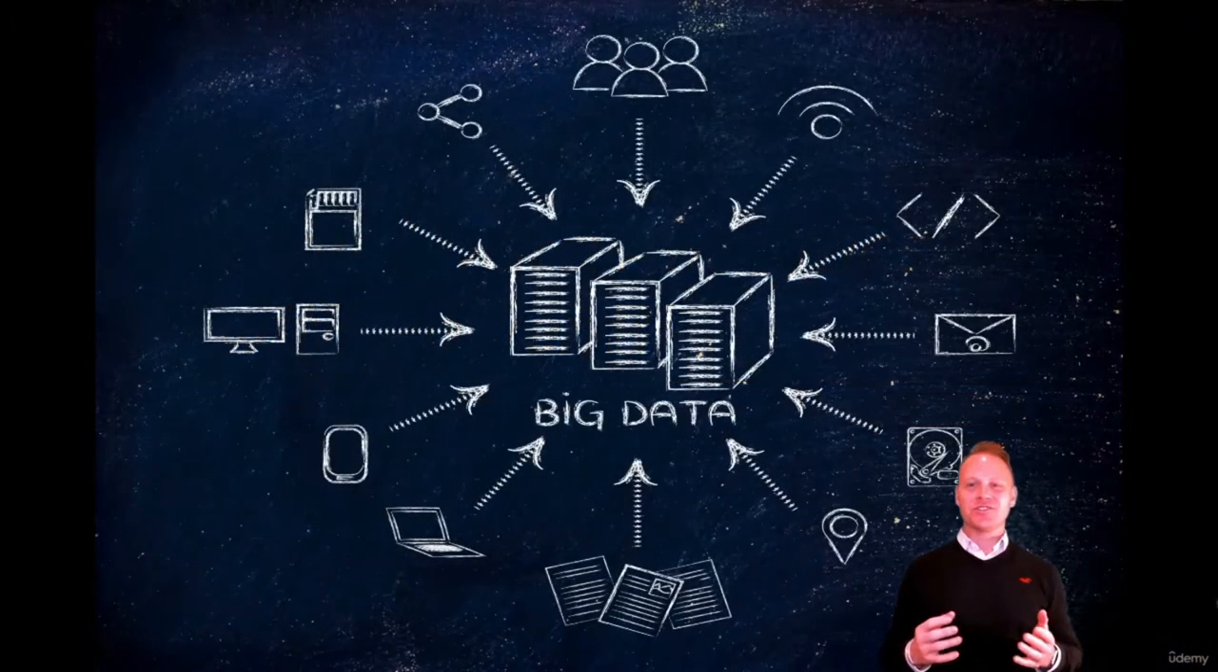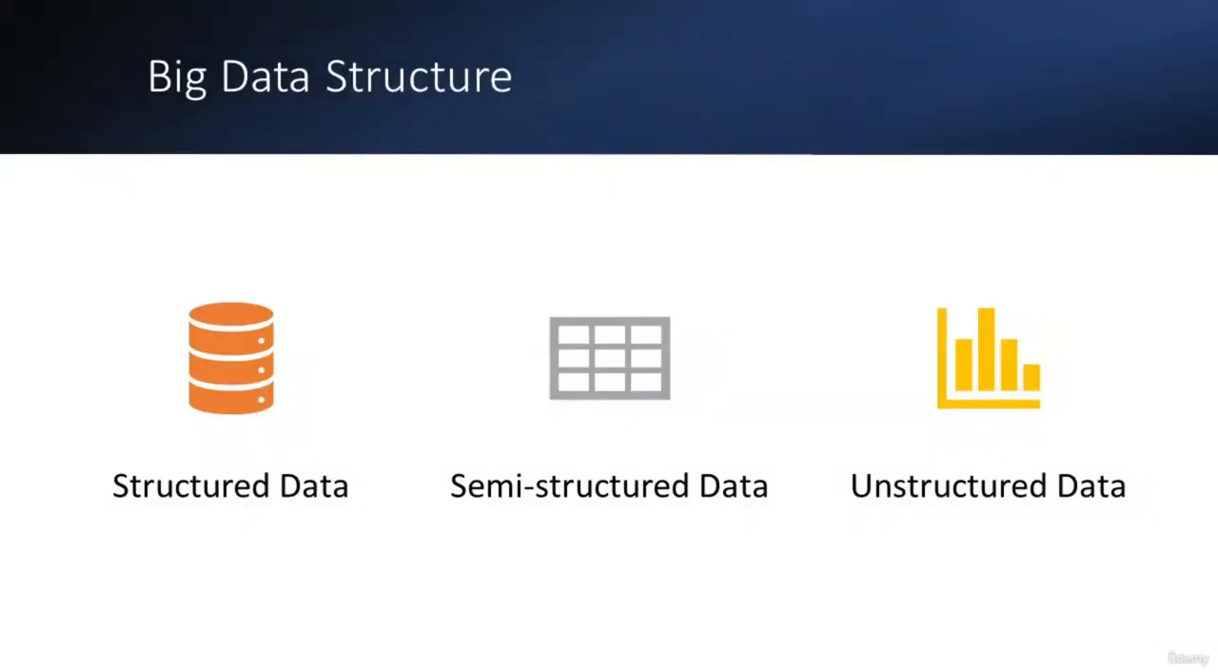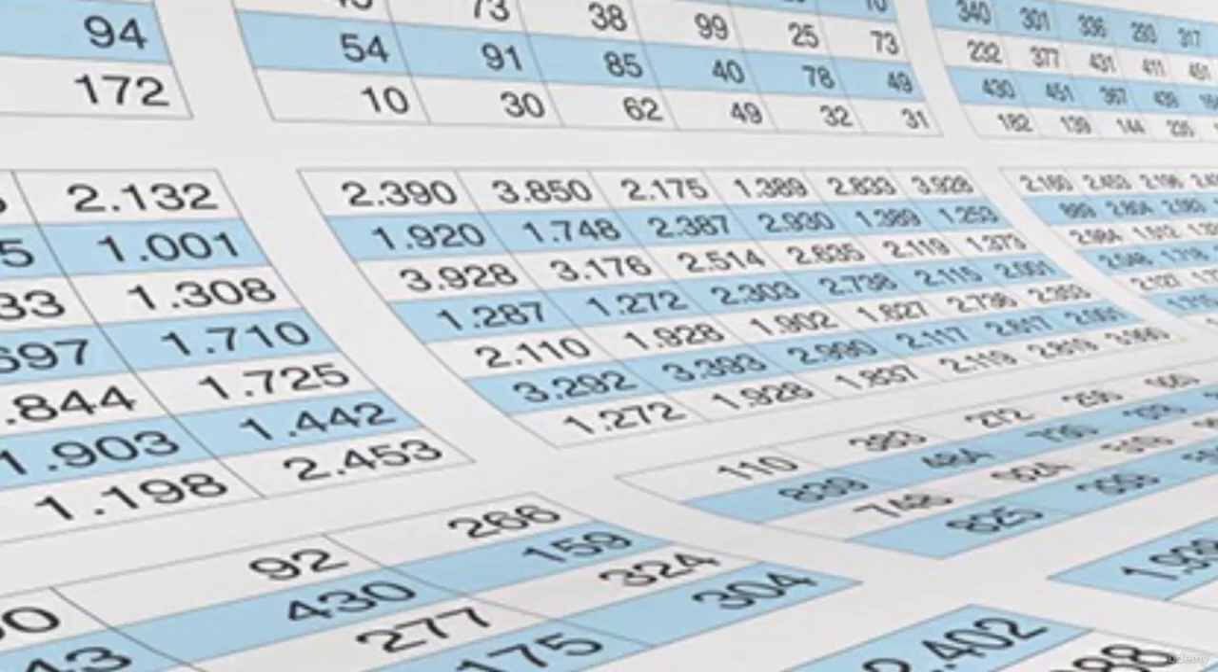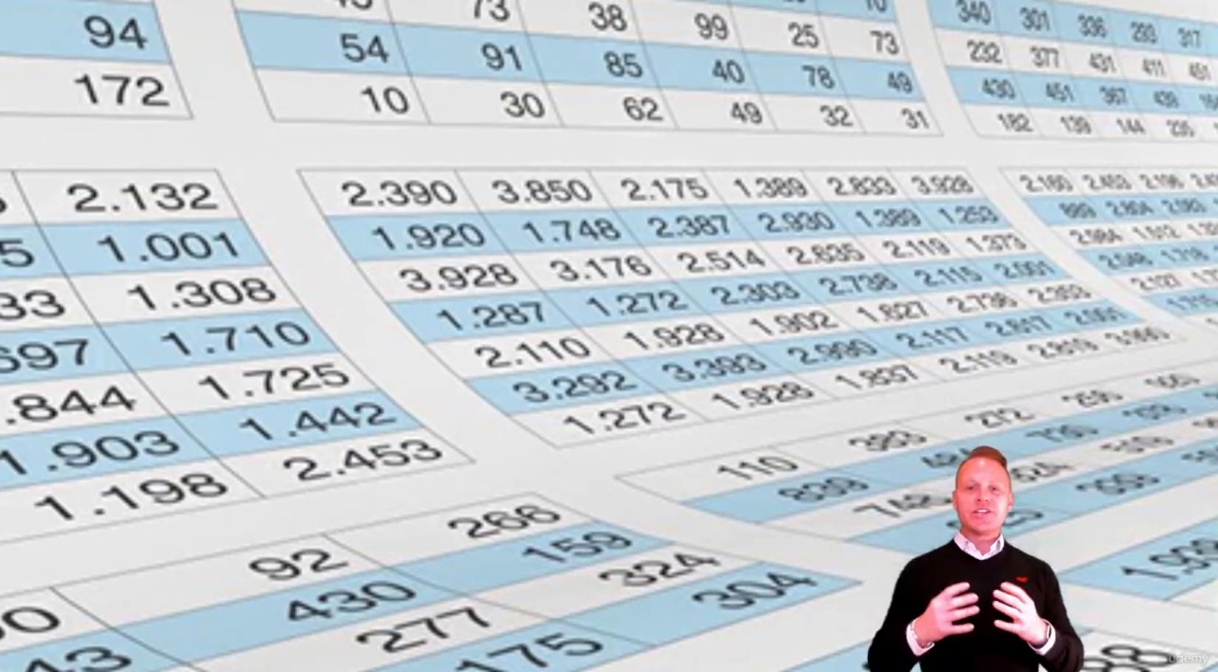When it comes to data structure, there are three major categories. There's the structured data, the semi-structured data, and the unstructured data. Structured data is the kind that you generally think of when you think of data. It's the rows and the columns, organized and labeled. The variables are predetermined: the last name goes here, the first name goes here, and the zip code goes here. Spreadsheets are perfect examples of structured data. In this case, each column is a variable or a field. Relational databases are also perfect examples of structured data.